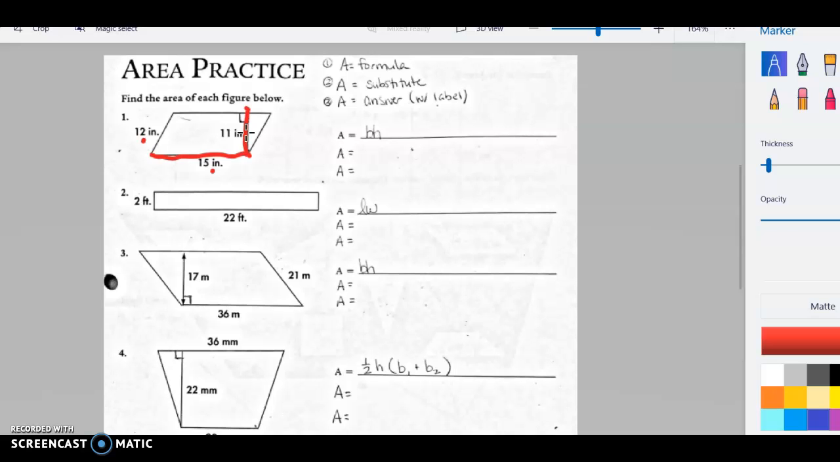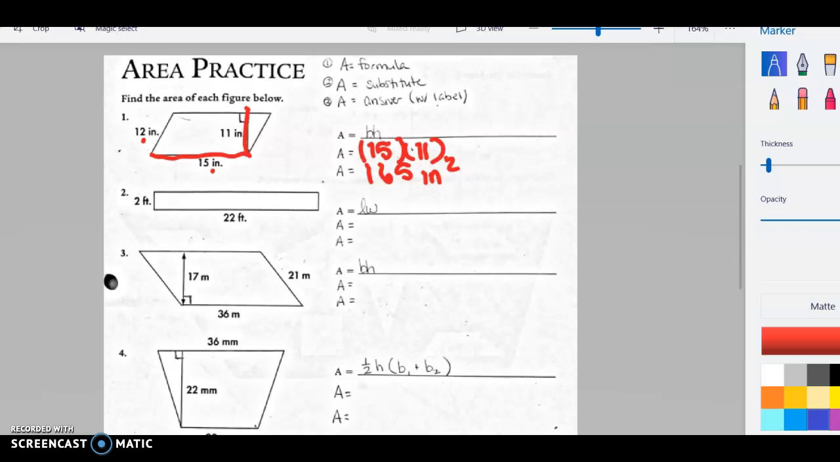So my first step is to write the formula for area, base times height, and then my second step would be to write in the dimensions. So the base is 15 and the height is 11. And then my next step would be to multiply those two things. And 11 times 15 is 165, and that's inches squared. So that's the first shape.